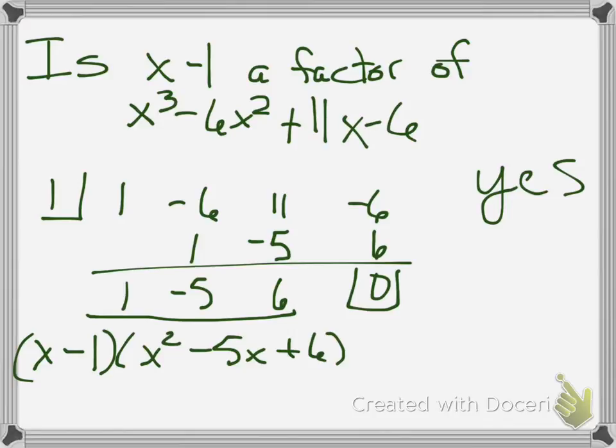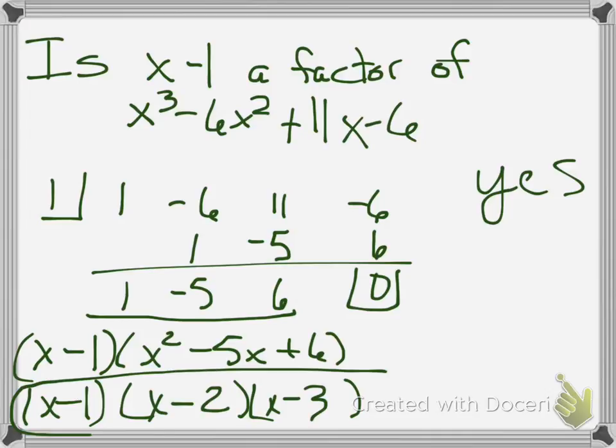And then I could say, let me see if I can factor that further. x, and yes, you can, of course, because I set it up that way. Minus, minus. 2 times 3 is 6, and 2 plus 3 is 5, and there you go.